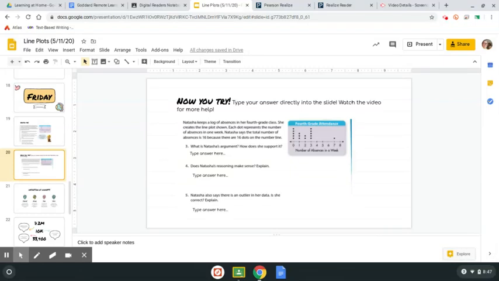Hi guys. Now that you've watched an example of solving problems using a line plot, we just did the example of dogs at the dog show. You're going to try one out on your own. So you're going to be able to type your answers directly into this slide here, okay?